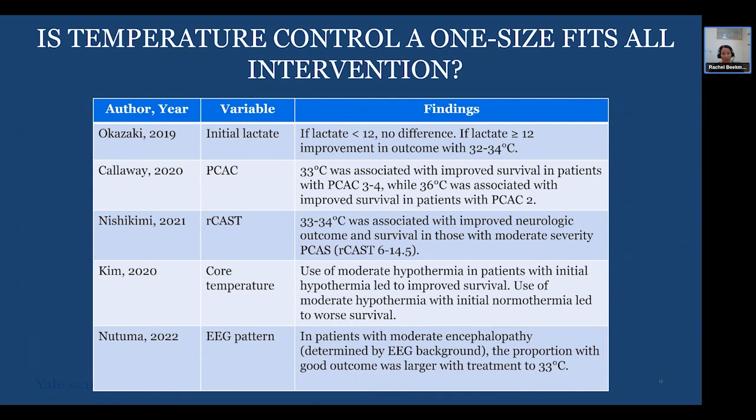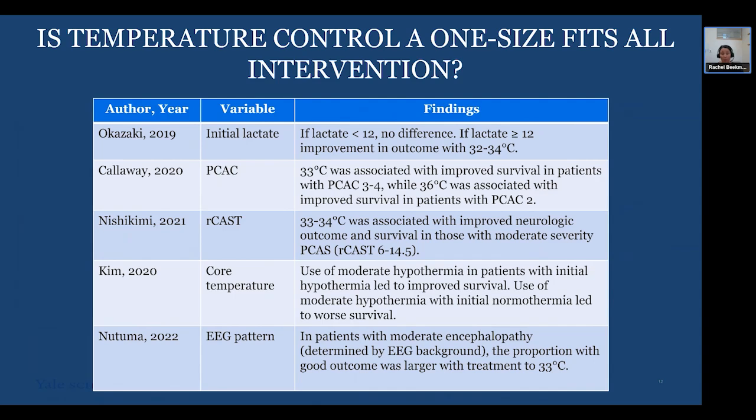In 2020, the Pittsburgh group, led by Cliff Callaway, performed a retrospective analysis of over 1,300 patients treated with temperature control. They excluded patients with severe hypoxic ischemic brain injury, which was defined as the presence of cerebral edema on computed tomography or highly malignant EEG. In this cohort, patients with a higher illness severity, which was defined as a Pittsburgh cardiac arrest category score of 3 or 4, had improved survival when treated with moderate hypothermia. And on the contrary, patients who had mild illness severity, defined by a Pittsburgh category score of 2, had higher survival when treated with mild hypothermia.